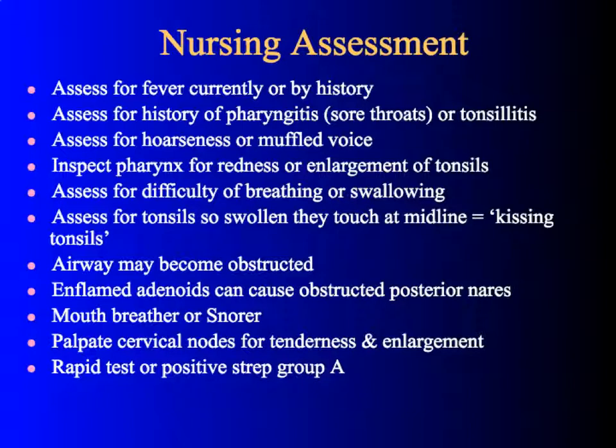The airway may become obstructed. The inflamed adenoids can cause obstructed posterior nares. They tend to be mouth breathers or snorers. You can palpate the cervical nodes for tenderness and enlargement, and perform a rapid strep test or for positive strep group A.